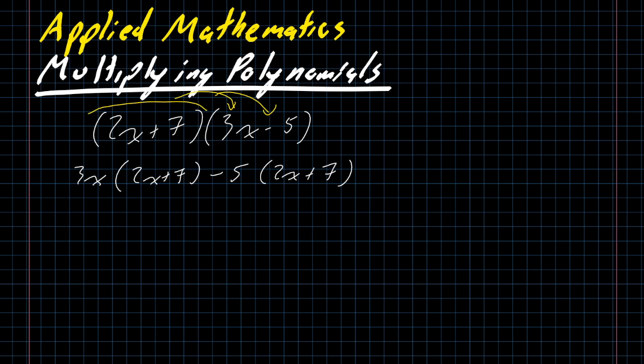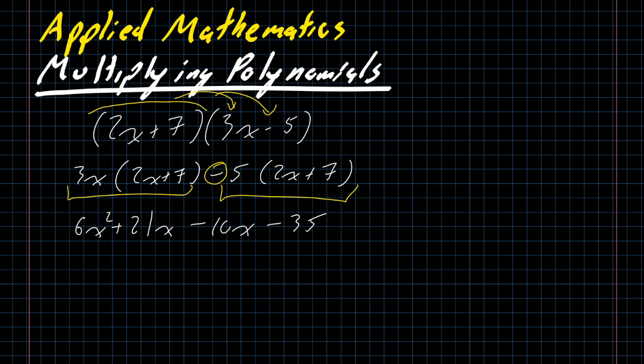Now, if we look here, we are multiplying a polynomial by a monomial. If we look here, we are multiplying a different polynomial by a monomial. We do have to be a little bit careful here to make sure that that negative gets distributed along with the 5. But other than that, everything is going to work the way you think it will. 3x times 2x is 6x squared. 3x times 7 is 21x. Minus 5 times 2x is minus 10x. Minus 5 times 7 is minus 35.